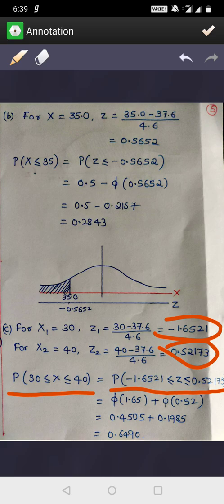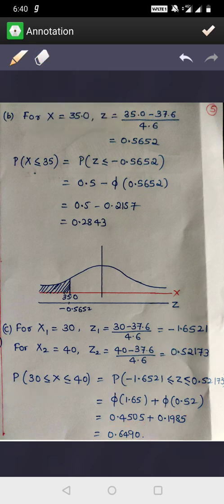Then the probability of x lying between 30 and 40 will be the probability of Z lying between minus 1.6521 and 0.52173. So this is nothing but phi of 1.65 plus phi of 0.52. Just directly use the normal distribution table. You have standard values 0.4505 and 0.1985. After adding, you will get 0.6490. The graph will be like this. This is the graph of z and x variables. On the left side it is minus 1.6521 and on the right it is 0.52173, corresponding to 30 and 40 respectively. The shaded portion gives us the area covered.